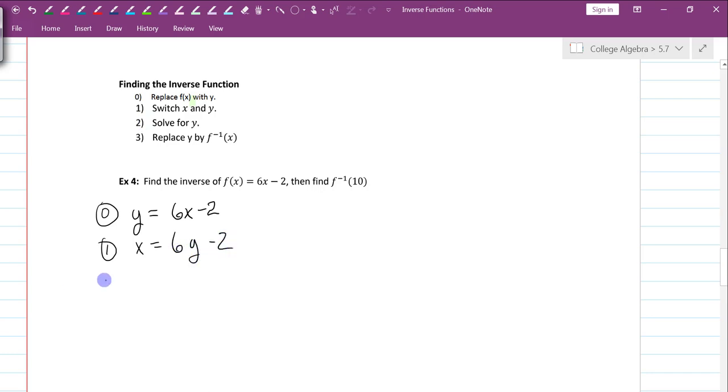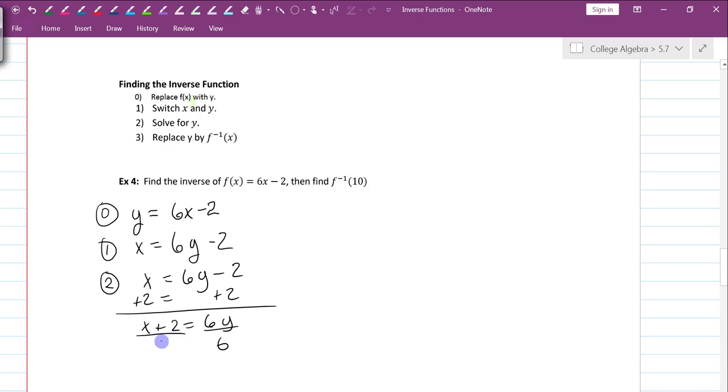The next step says solve for y. So if I have x is equal to 6y minus 2, I'm going to solve for y. I'm going to add 2 to both sides. I get x plus 2 is equal to 6y.